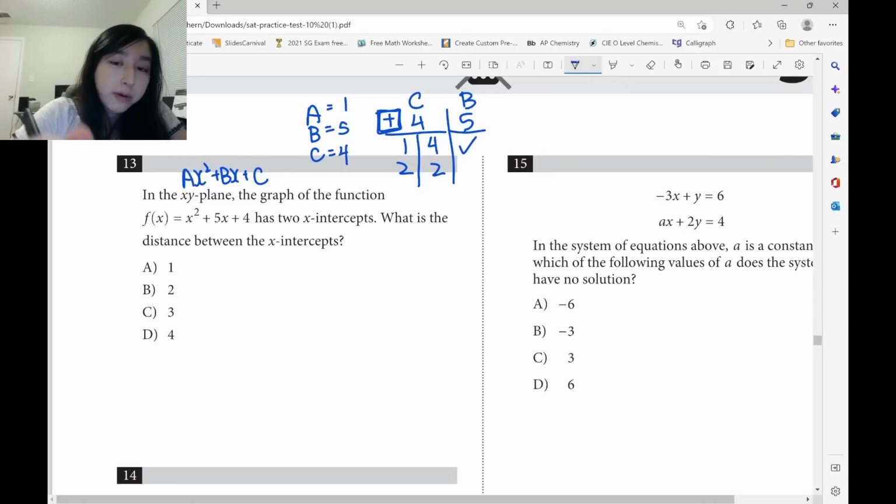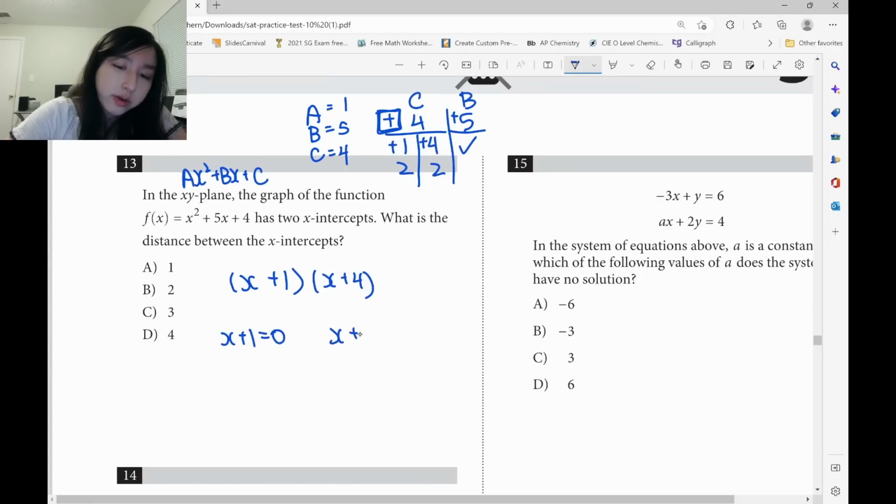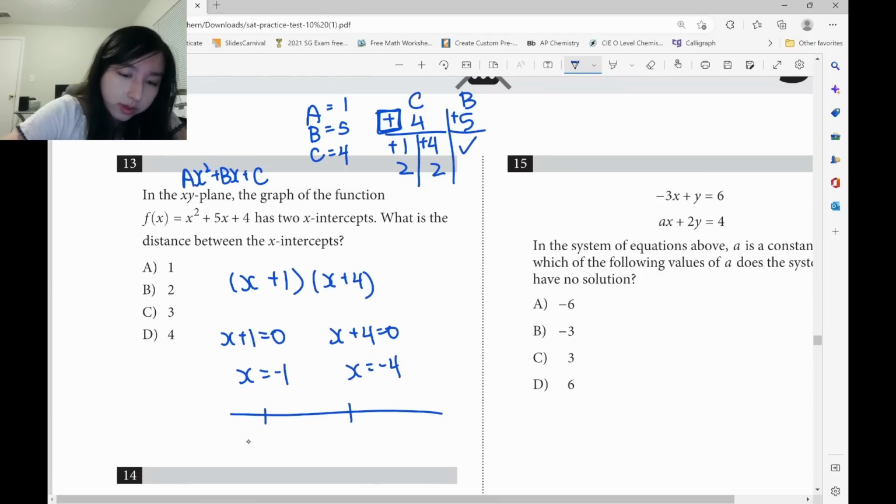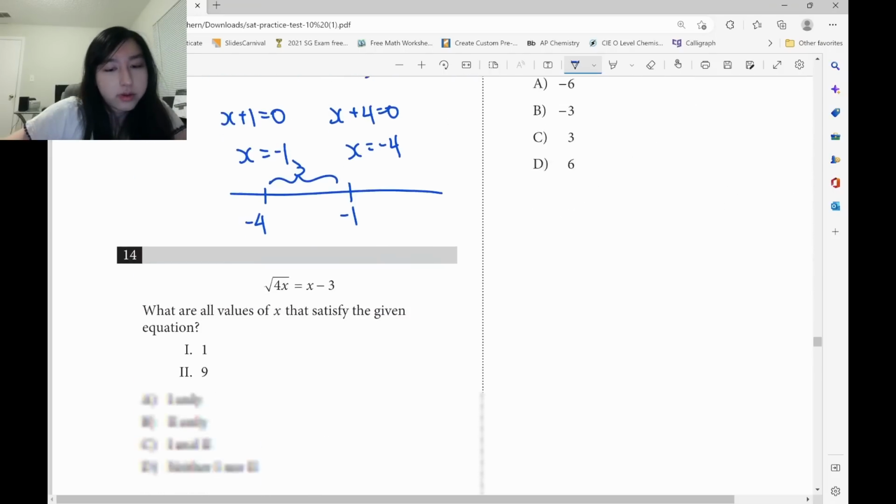And you have to think, is it positive or negative? So it's positive 1, positive 4, equals positive 5. If it was negative 5, then these would be negative. So just put it in our parentheses: (x plus 1)(x plus 4). And we just have to solve. Since it's x-intercept, just let each factor equal 0. X plus 1 equals 0, x plus 4 equals 0, x equals negative 1, x equals negative 4. The distance between these two on the number line is 3 apart. Answer is going to be C.